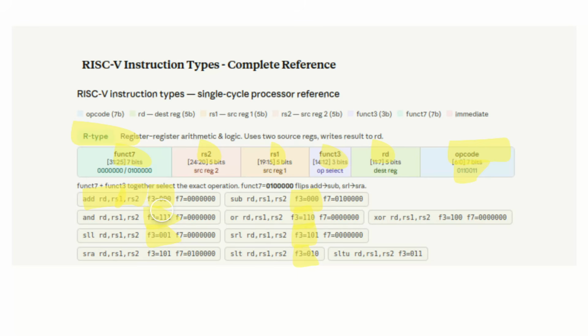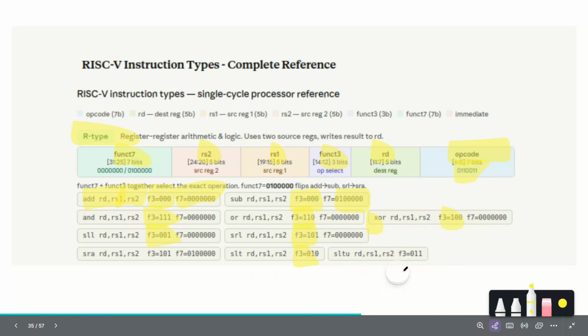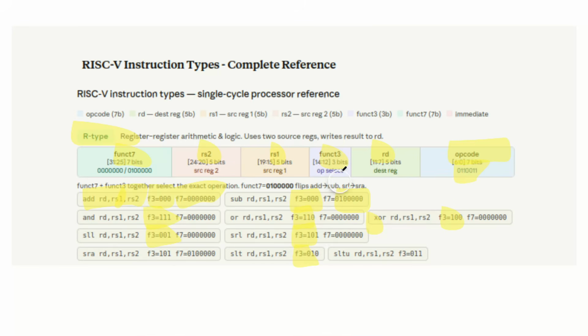For addition, the function 7 value is 7 zeros. But for subtraction, the function 7 value is 0100000, like that. Similarly, XOR, if you see, their function 3 value is 100. And there was another one having the same thing. It is not here in this example, but I hope you understand why function 7. Both function 7 and function 3 are basically used for us to know which operation is being used here.